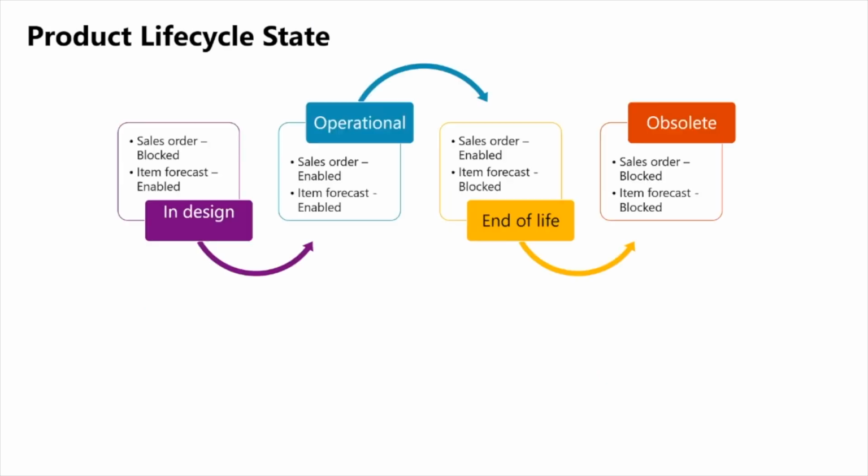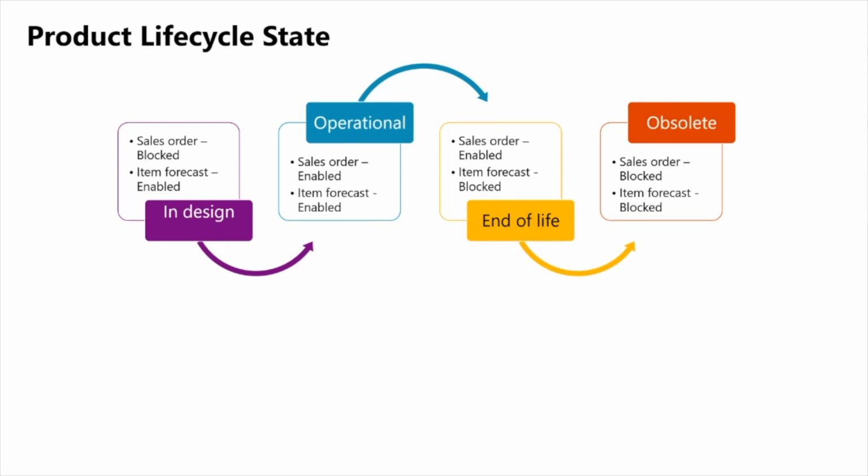Another important concept in engineering change management is product lifecycle state. A product lifecycle state documents the lifecycle state of a product or a product variant. As an engineering product goes through its lifecycle, it's important to be able to control which transactions are allowed for each lifecycle state. For example, products that aren't in the mature state should not be put on a sales order.